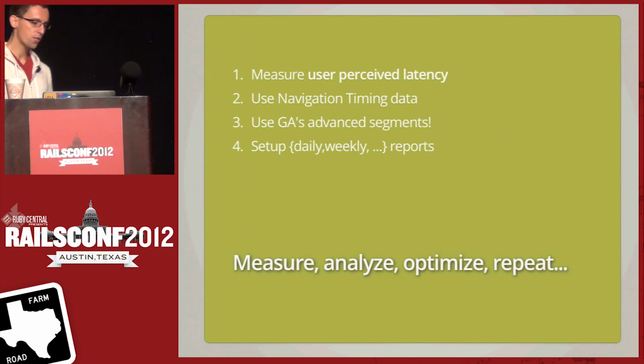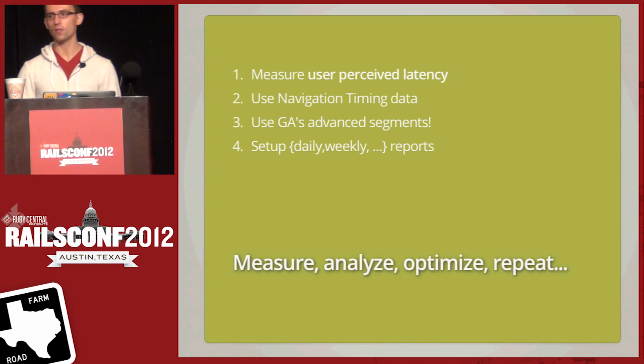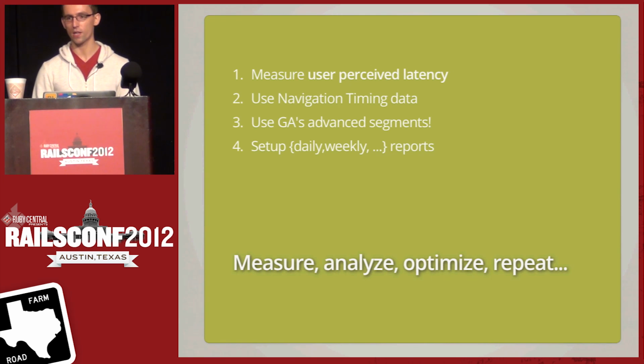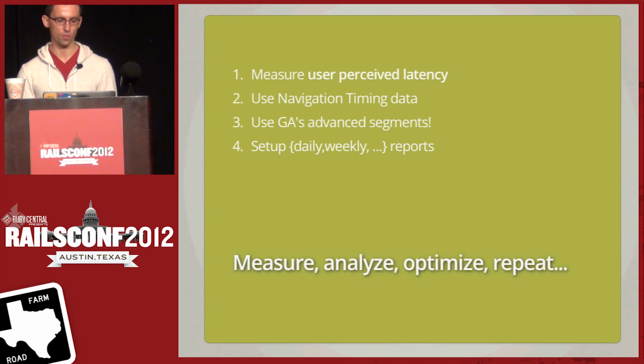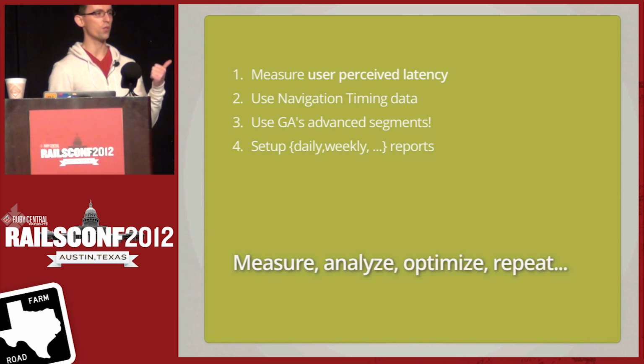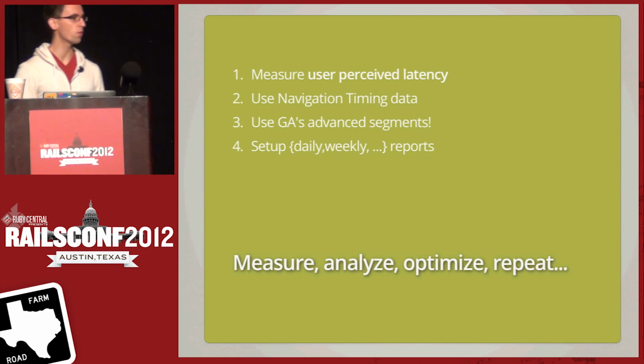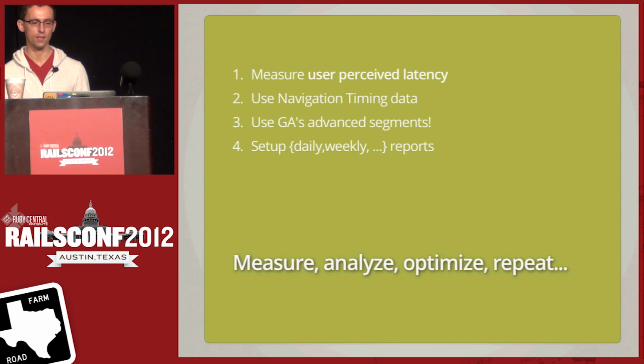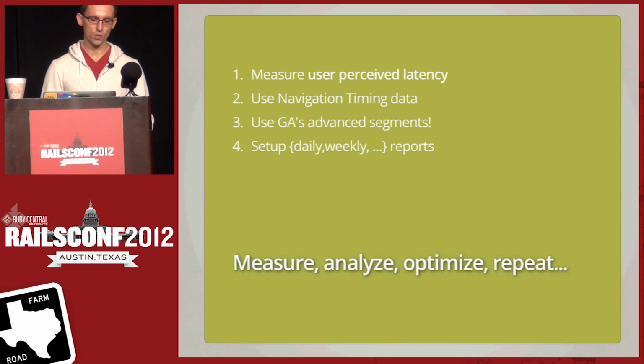So just to recap some of the things we talked about, measuring user perceived latency is probably the most important thing you can do to help optimize the actual experience that the user has with your pages. Navigation timing is your best friend there, right? Up until very recently, it's been effectively impossible to get at this data. You can do that now, which is great.